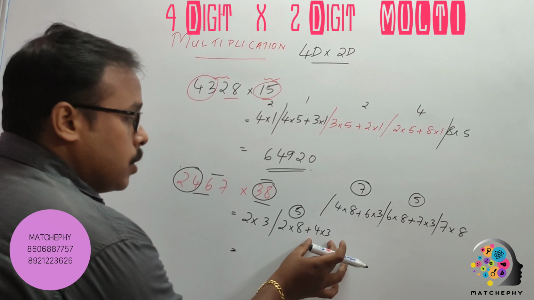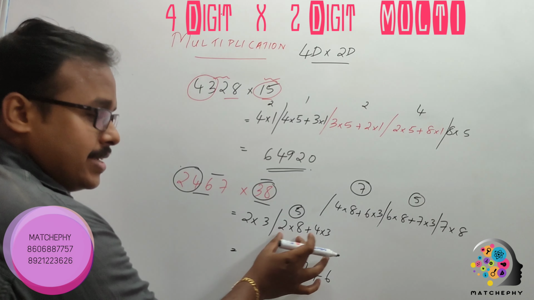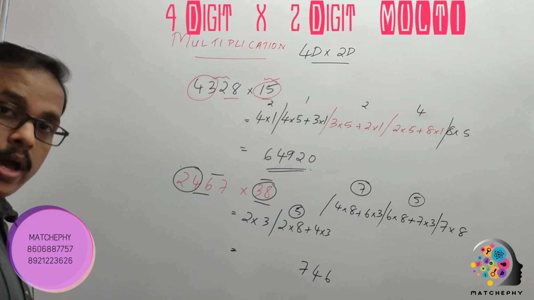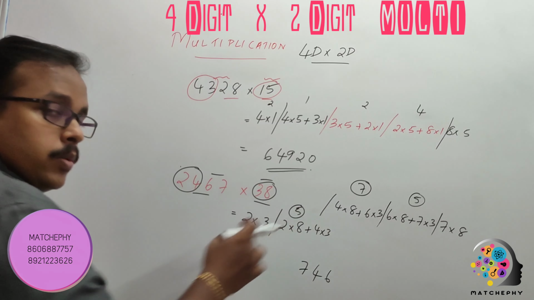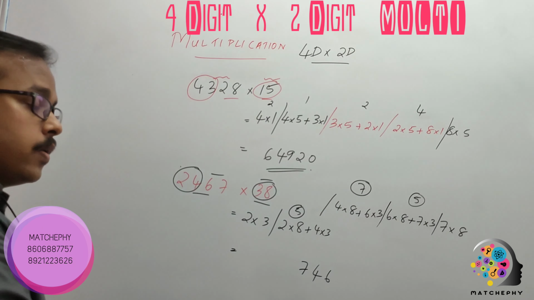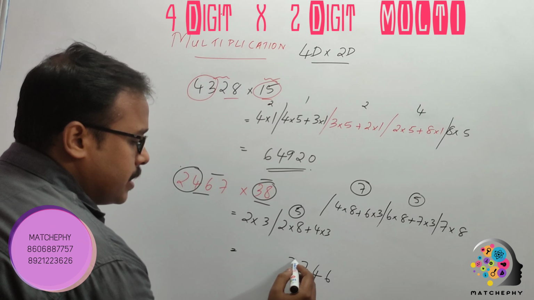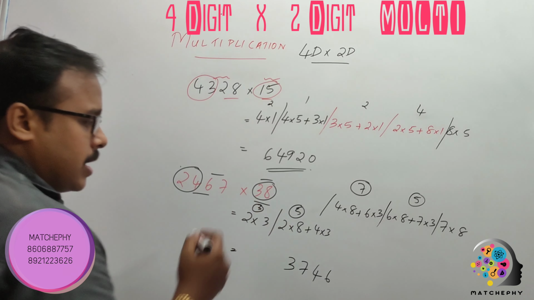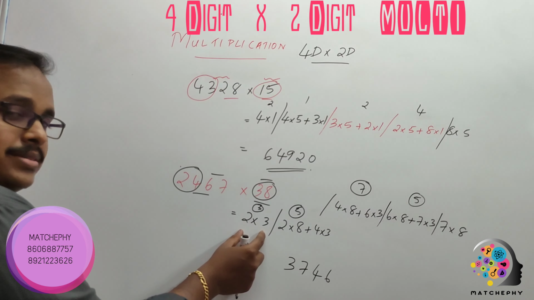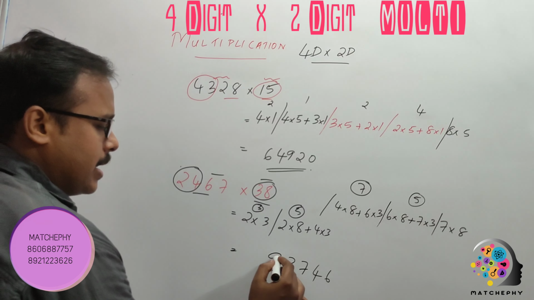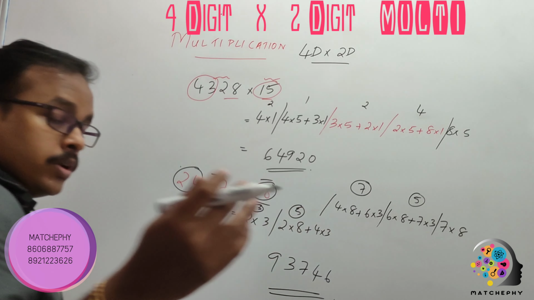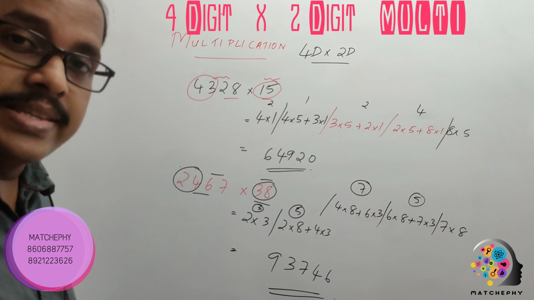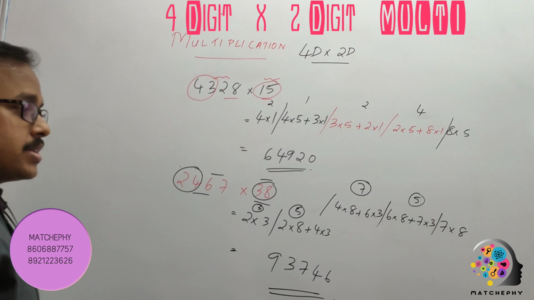Okay. Now, 4 into 3, sorry, 2 into 8 is 16. 16 plus 4 into 3 is 12. Okay. 16 plus 12. How much is that? 28. Okay. Plus 5, 33. 3 here, 3 carry over. And the last step, what is that? 2 into 3 is 6. 6 plus 3 is 9. 93,746. You just check it. Please check it.